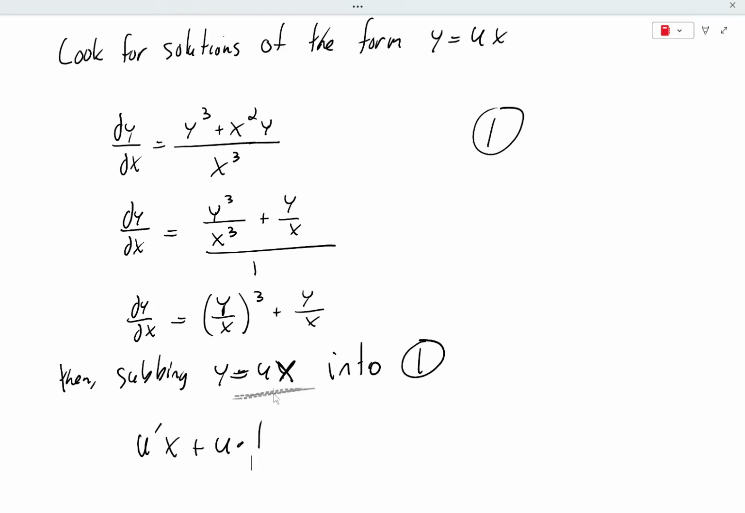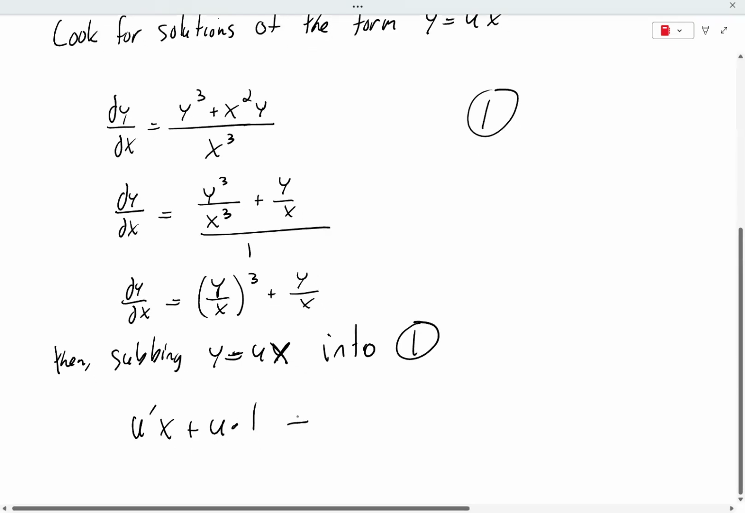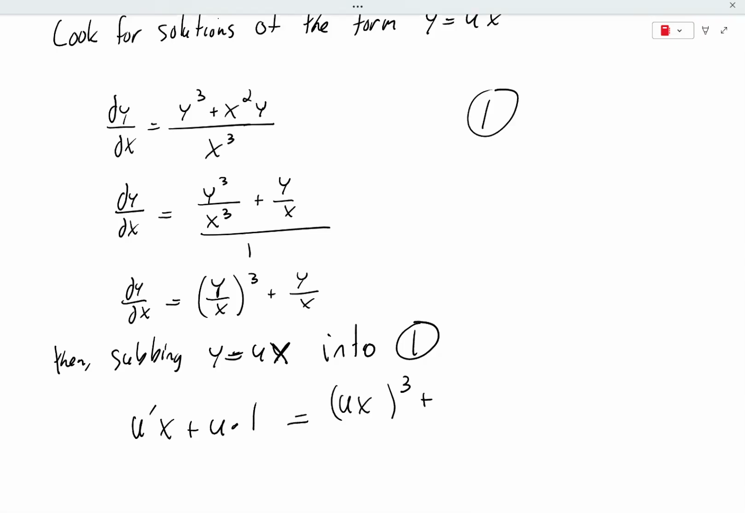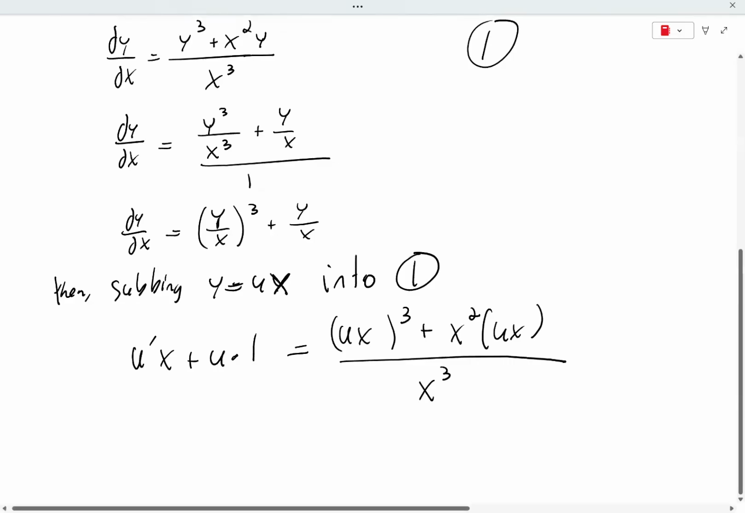So I'm subbing y equals ux into this now. Equals, so that's just from the product rule on the left, subbing in here. Then over here, if I sub in, what's that? I get, that's y cubed, so that is ux cubed plus, and then I get what there? I get x squared, and then y is ux. I'm subbing back into the first one, over x cubed, like that. So you get what? U prime x plus u is equal to.